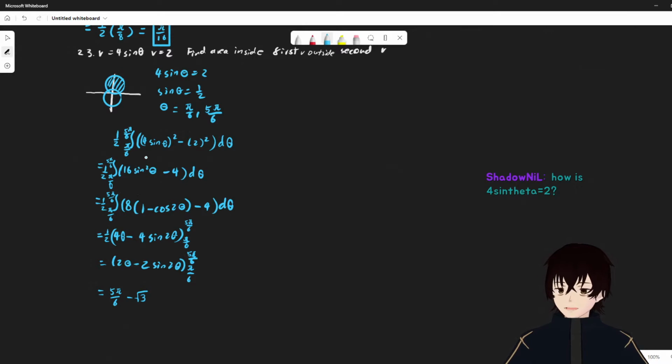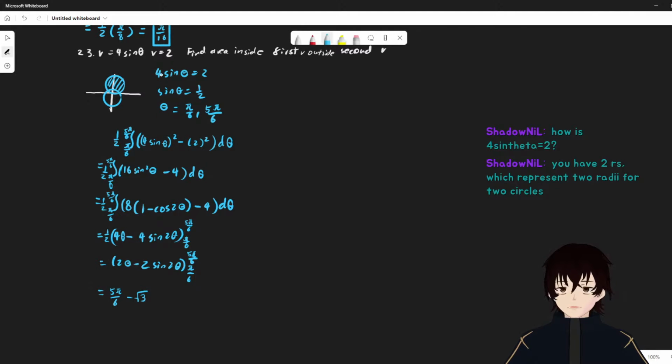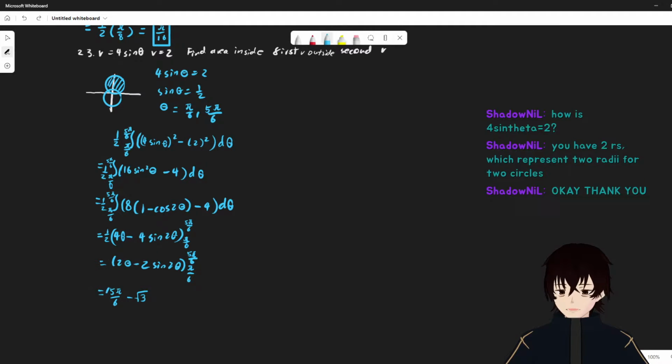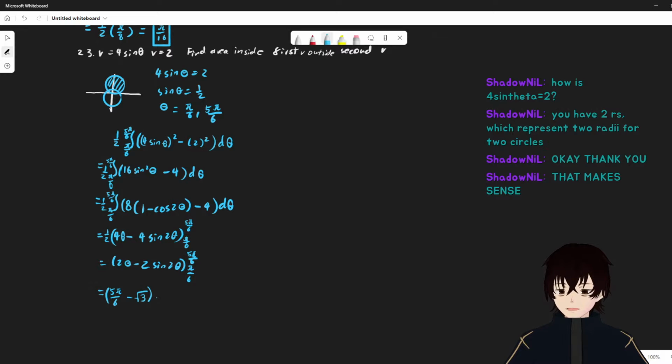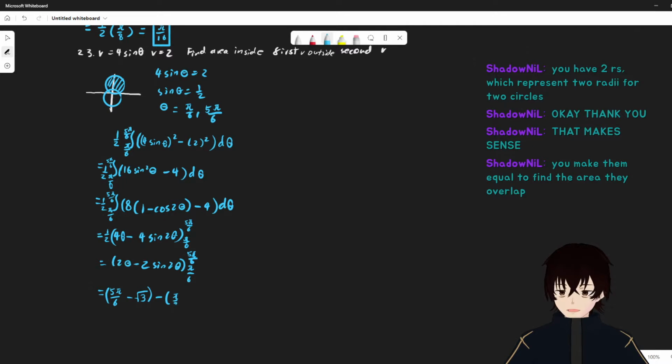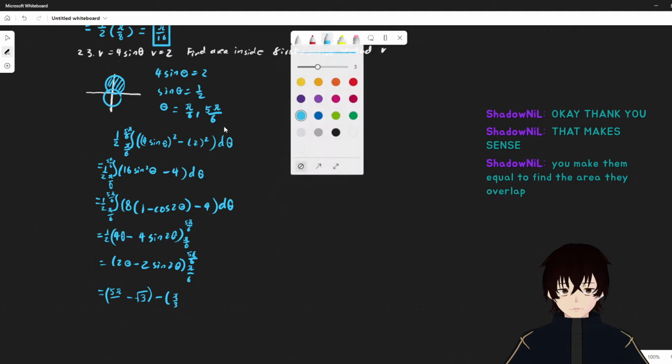How's 4 sine theta equal 2? Oh, we're finding where they intersect with one another. When the two radii are the same, that's when the two circles intersect with each other. That's this point right here and this point right here. And then minus pi over 6, so that's pi over 3. Wait, no, not over 6.